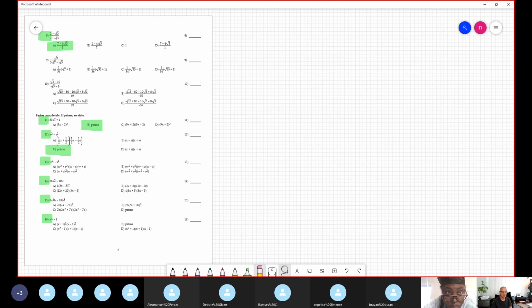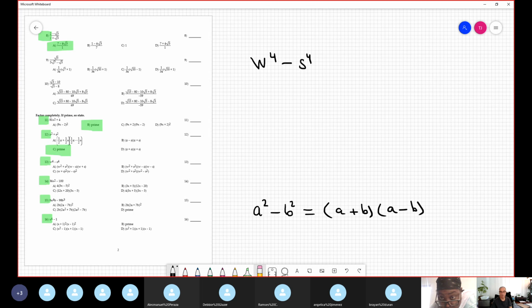Okay, this is a difference of squares: w to the 4th power minus x to the 4th power. A binomial with a difference. What formula do we use? It doesn't matter if the exponent is 2, 4, or 6, an even number, we use that formula. You open parentheses and put w squared, which is A, and x squared, which is B, plus or minus. And that's it.